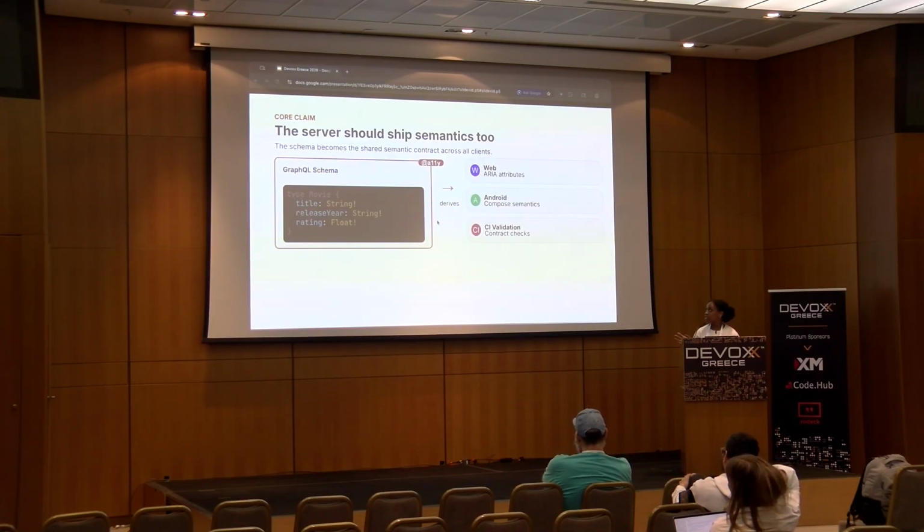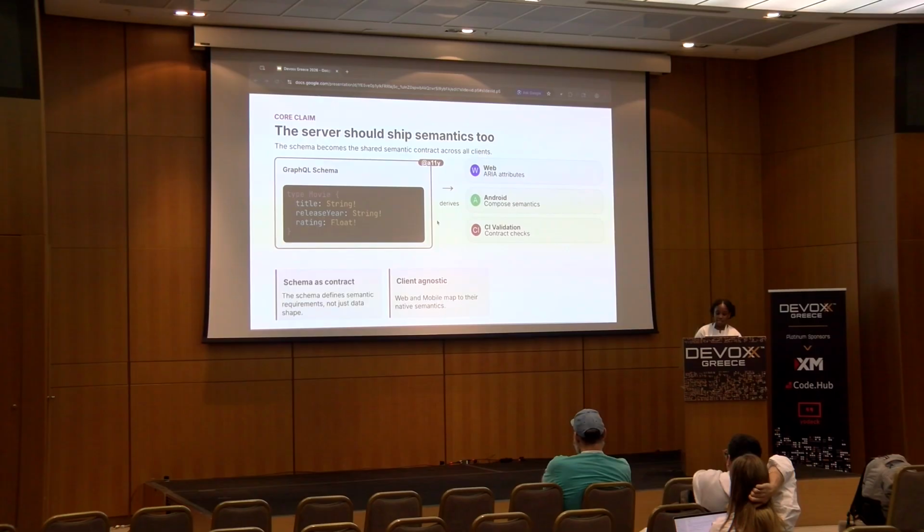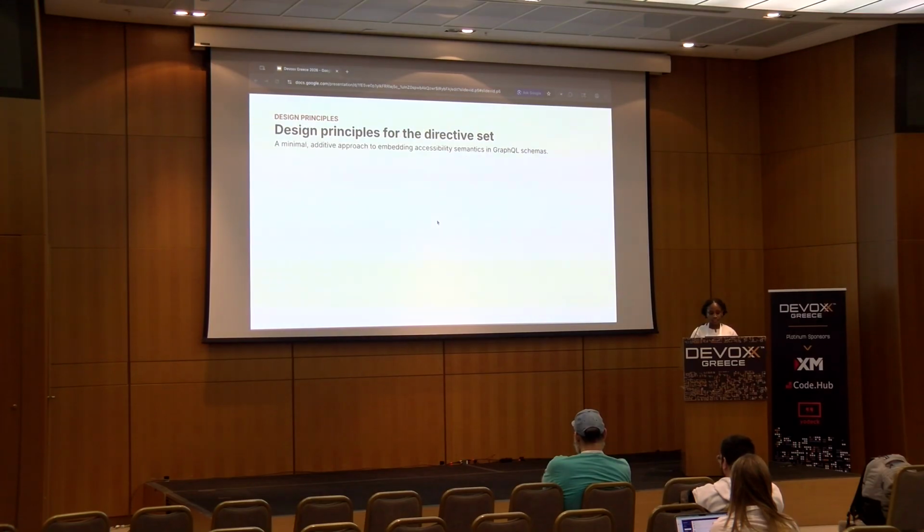And then we're going to look at some CI validation to see how we can enforce this earlier on in your workflow. So, schema as a contract: the schema defines semantic requirements, not just your data shape. Client agnostic, so web and mobile map to their native semantics. And then, like I said, CI enforcement. We're going to have validations to catch regressions early, so you can run whatever script locally and within your CI workflow. If you use GitHub Actions, for example, you should be able to catch those when you push up your code.